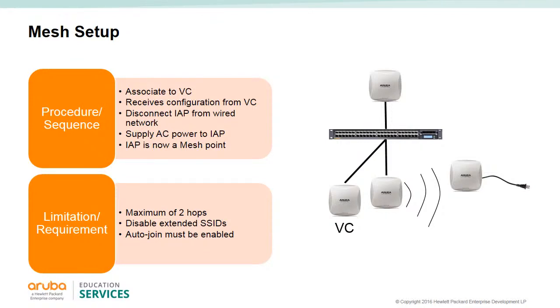The IAP mesh only supports 2 hop counts. The extended SSID option must be disabled. This reduces the supported SSIDs from 16 to 6. The auto join feature must be enabled for this to work. This feature is enabled by default.